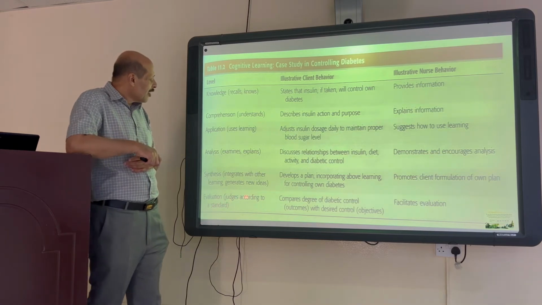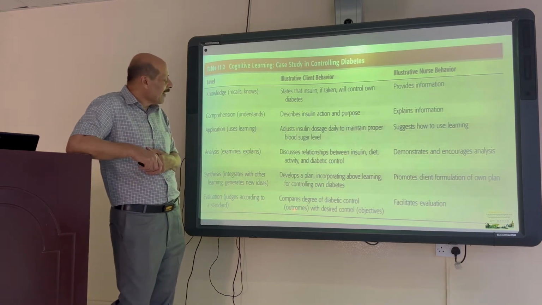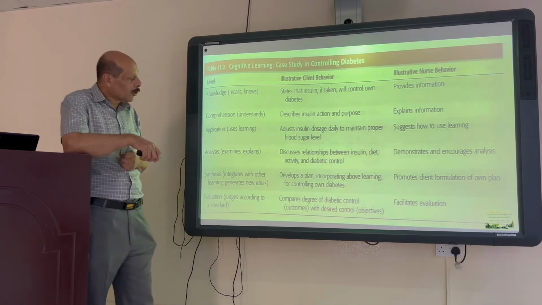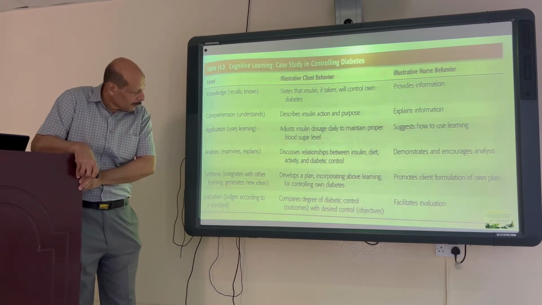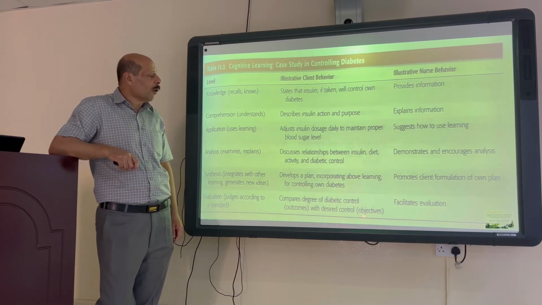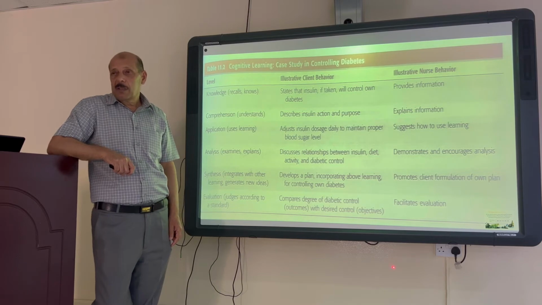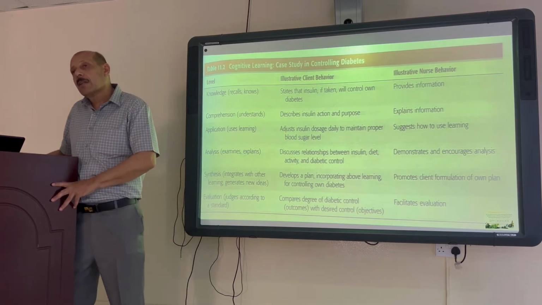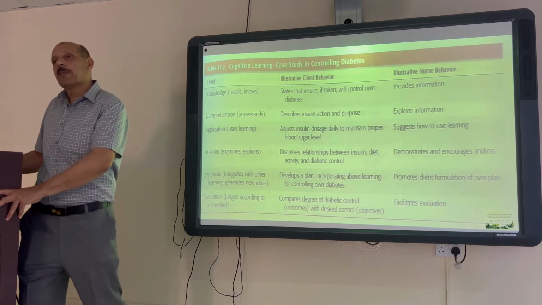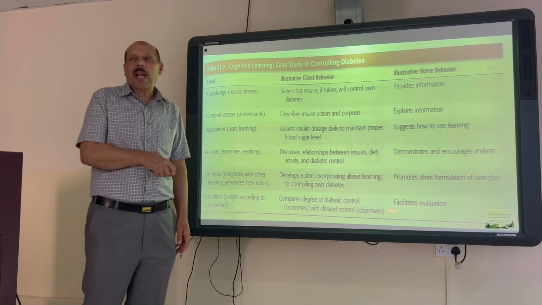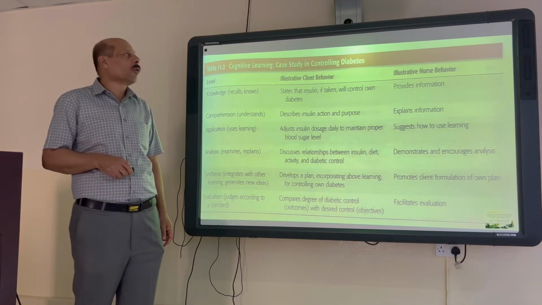Evaluation and judgment according to standard, which is comparing the degree of diabetic control outcome with the desired control objective. So here he has to compare between the desire and the achievement. Here we have to facilitate his ability to evaluation.